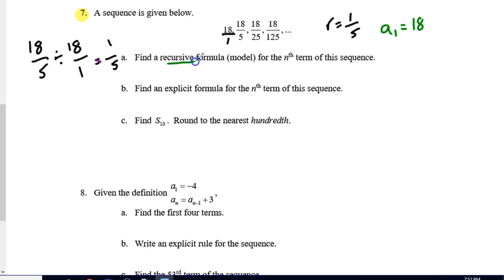So to write a recursive formula or model, it looks something like this. A recursive formula says you need to know your first term, which is 18. And then you need to know what you need to do to that term to get the next term. So what we're going to say is take your previous term, a sub n minus 1, and multiply it by 1/5. Okay, so this notation right here refers to the previous term.